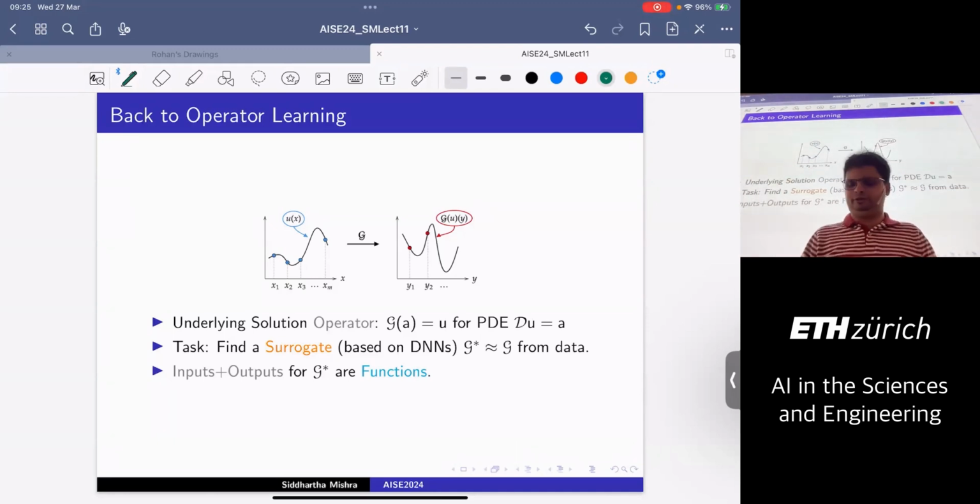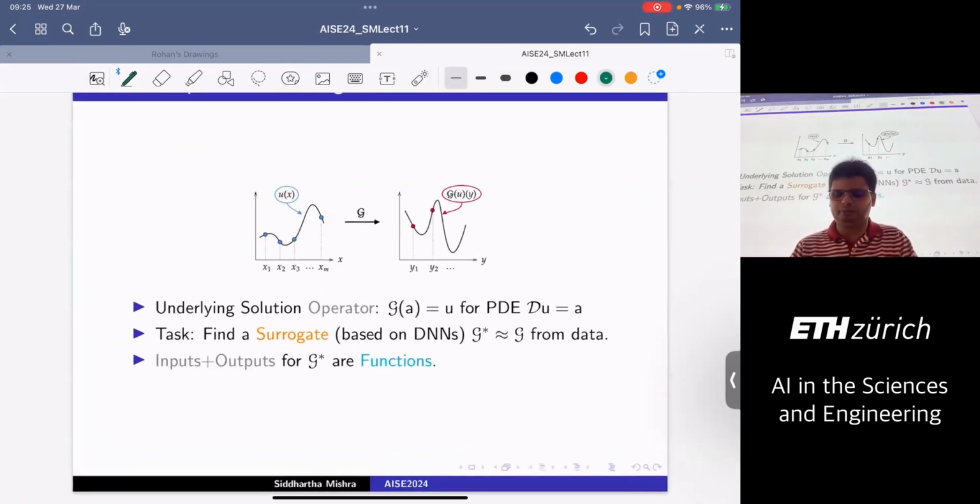We cannot just chop it off into pieces. And the beast is that you have to learn the inputs and outputs are functions. So here is a function, and here is another function. And in the next few lectures, we are going to deal with that, right? And this is the operator that you have. Okay, so this is the setting.